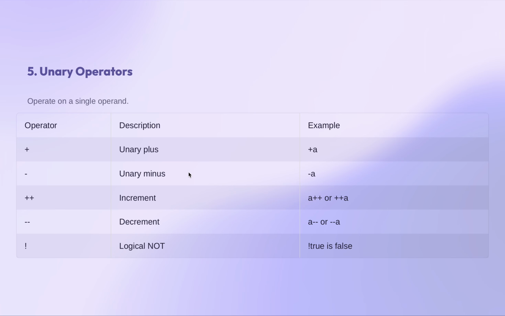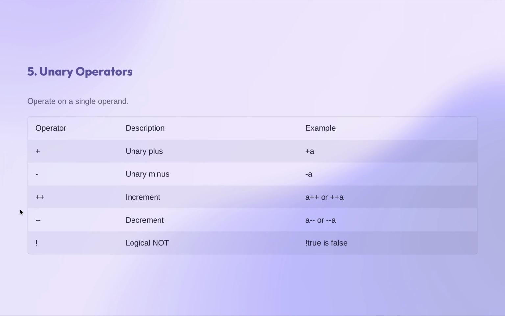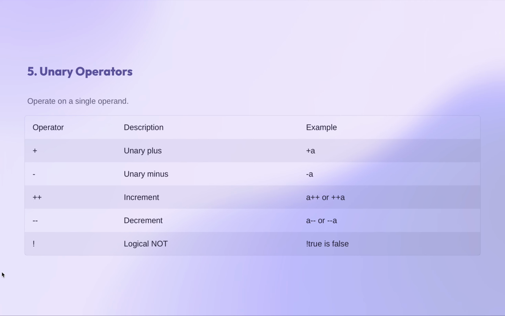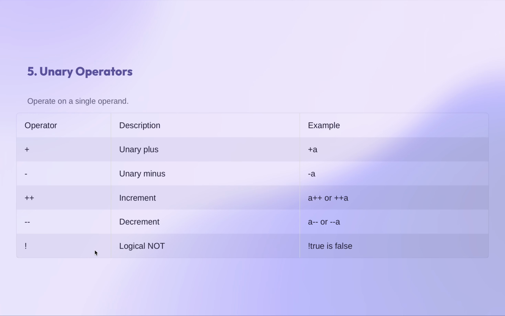Unary plus, unary minus. Increment operators are post increment and pre increment, like decrement operators, plus plus, minus minus. A minus minus and minus minus a are post decrement and pre decrement operators. Logical not, not of true is false, so it is also basically a unary operator. Uni means one, so it operates on a single operand.